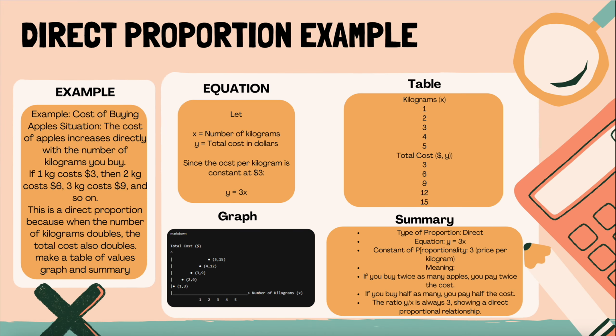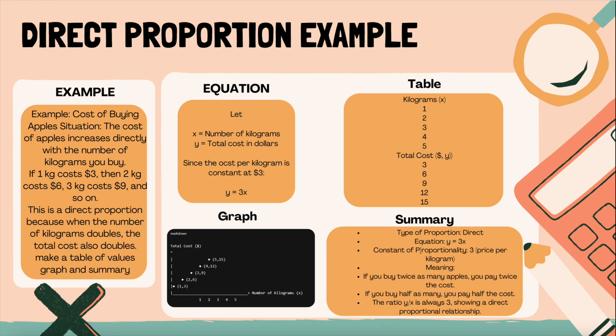Let's look at a real life example, the cost of buying apples. The cost of apples increases directly with the number of kilograms you buy. For instance, if 1 kilogram costs $3, then 2 kilograms cost $6, and 3 kilograms cost $9.